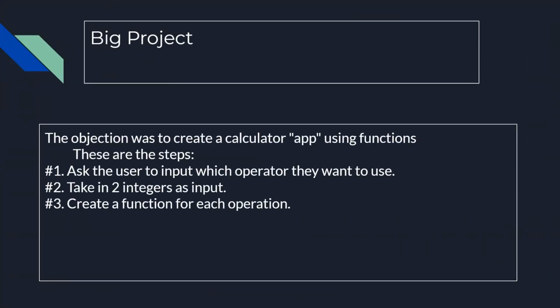Big project. The objective was to create a calculator app using functions. These are the steps. First, ask the user to input which operation they want to use. Second, take in 2 integers as the input. Third, create a function for each operation.